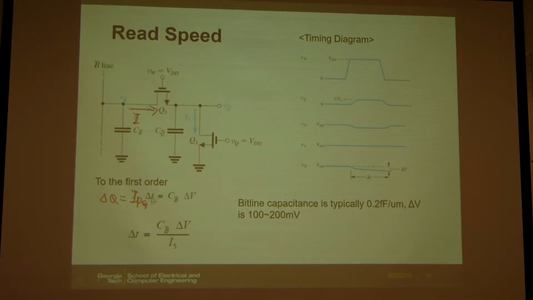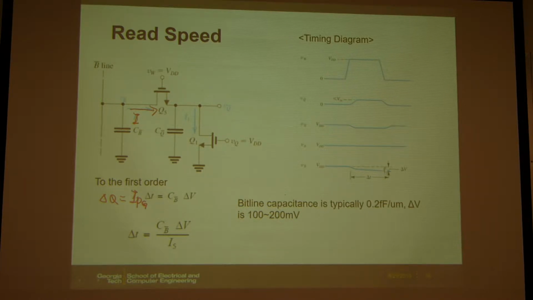The current flow multiplied by some time, let's say delta t, equals the capacitance of the bit line multiplied by some change of the bit line voltage, delta V. You can use this equation and then get the delay, which is delta t equals the capacitance of the bit line multiplied by the bit line voltage change, delta V, divided by the current flowing through the pass-gate. This current is going to discharge.